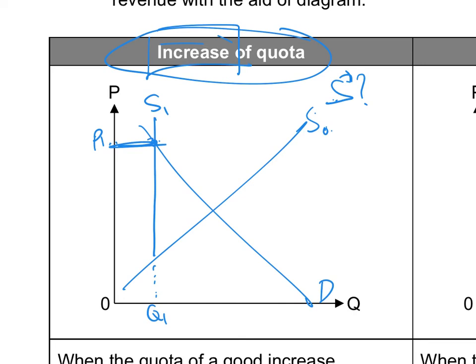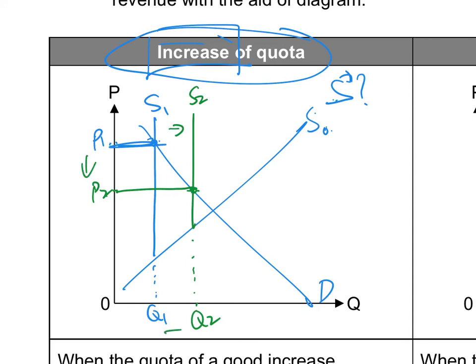For example, before that it is 100, now it may be 200. So the supply curve should go to the right-hand side. And we have a Q2 here, at the intersection of the demand and supply. That is the price, P2. So here we got the changes now.